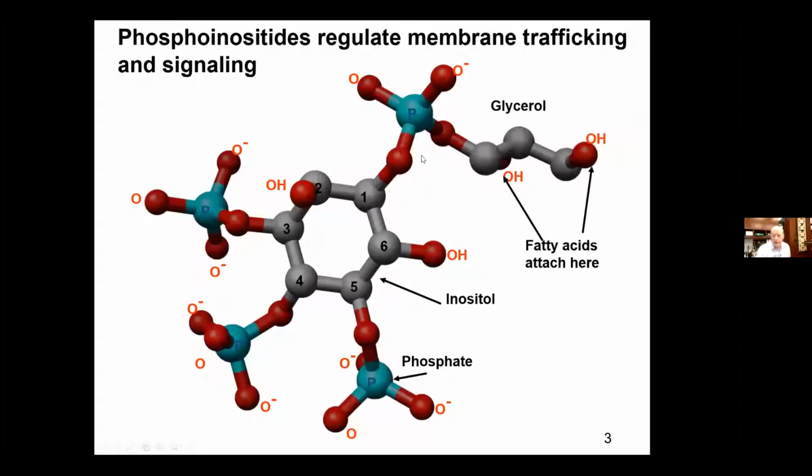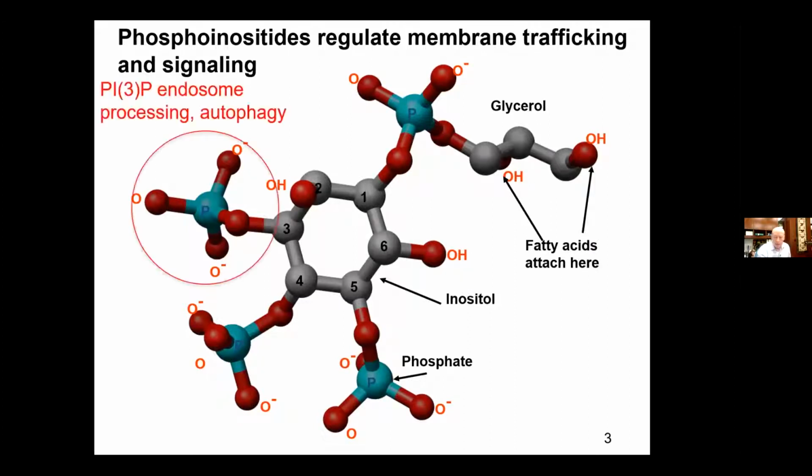So the phosphoinositides are important for regulating membrane trafficking and also for regulating signal transduction. So for example, what I'm showing here is the structure of the head group for PIP3. So it has 3, 4, and 5 positions, all phosphorylated. But if we have a phosphate only at position 3, as shown here, we get PI3P, which is involved in endosome processing, autophagy, and as I'll show you today, is also important for processing of phagocytosis.